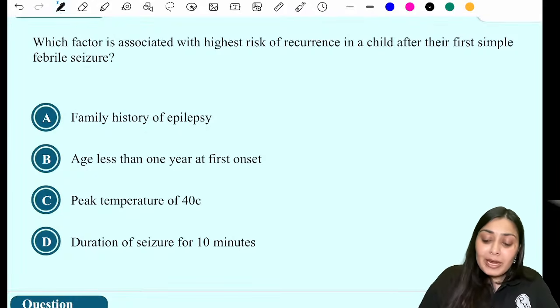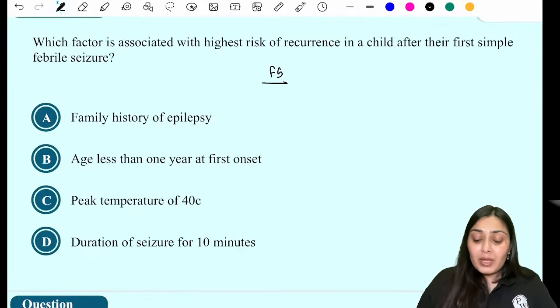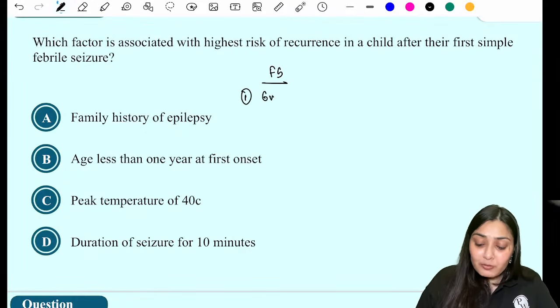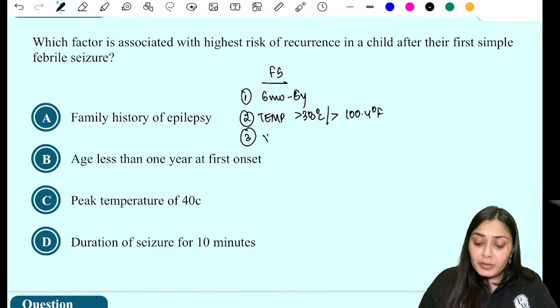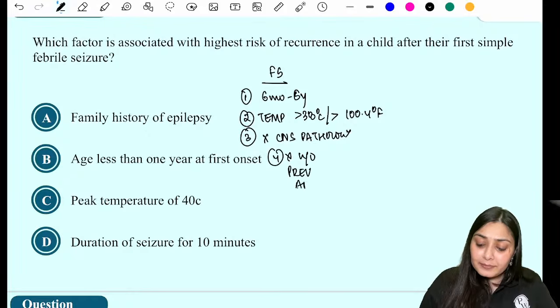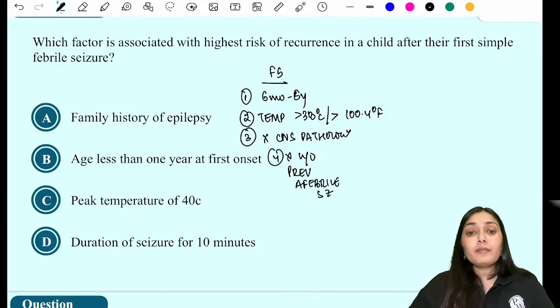So firstly, what is febrile seizure? How do you define febrile seizure? Firstly, age group, 6 months to 5 years of age. Second, temperature, more than 38 or more than 100.4 degree Fahrenheit. Third, that there should not be any underlying CNS pathology. And there should not be any history of previous afebrile seizure. Right? This is the definition of febrile seizure.